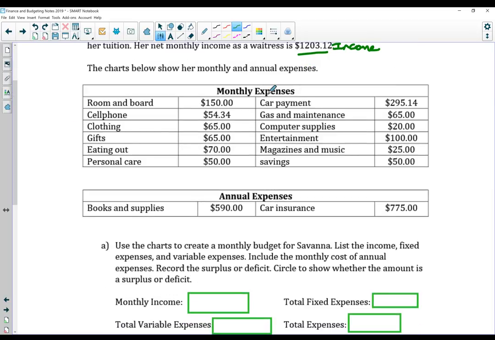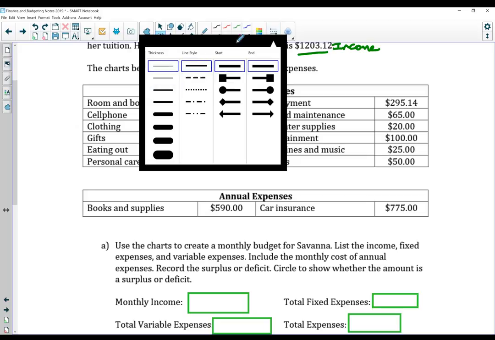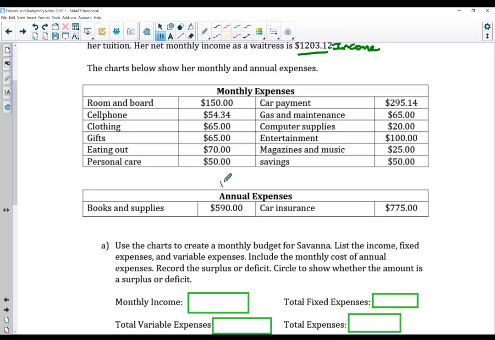So here are her monthly expenses. Things like room and board. So, she's paying for rent. Cell phone, clothing, gifts, eating out, personal care, car payments, gas and maintenance, computer supplies, entertainment, magazines and music, and savings. Those are monthly expenses. And then these annual expenses, books and supplies, and car insurance. Annual expenses, of course, the word annual means it is yearly.